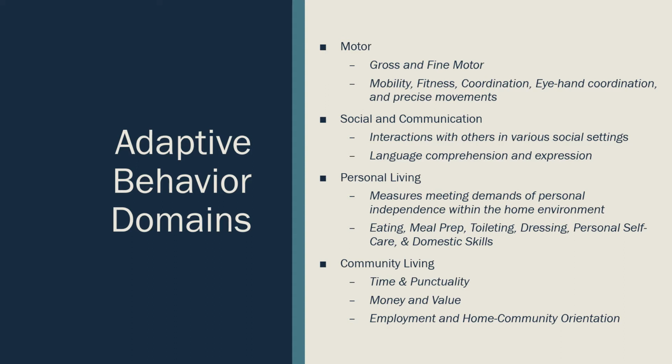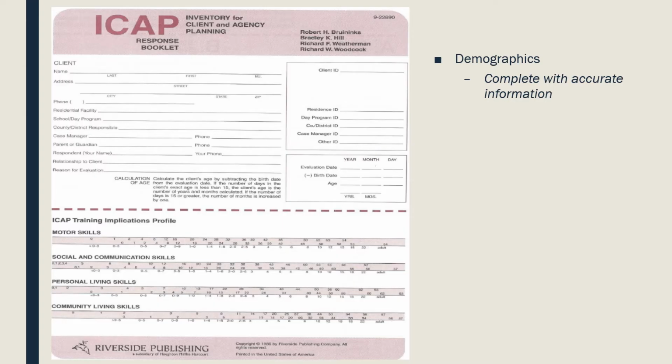The adaptive behavior domains included in the ICAP are motor, social and communication, personal living, and community living. This is an example of the front scoring sheet of the booklet. This is where the support coordinator will enter in the demographics. It's very important to complete this form with accurate information.